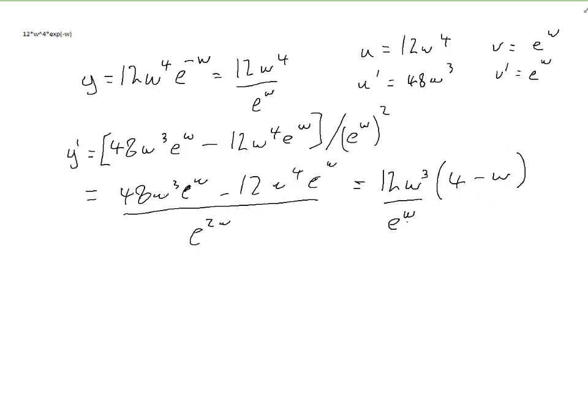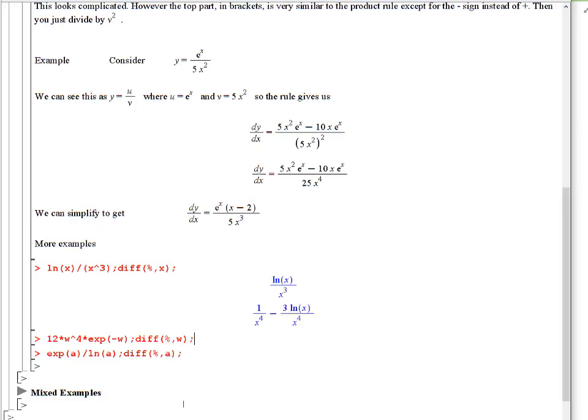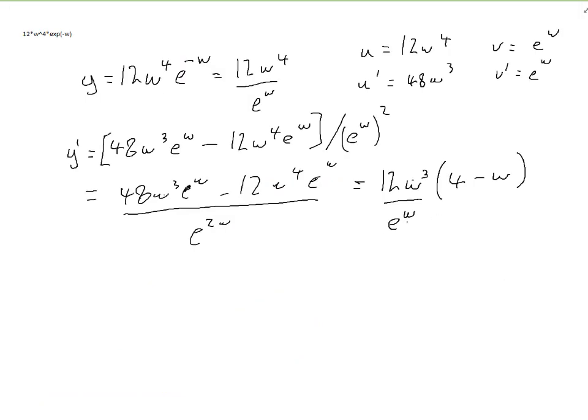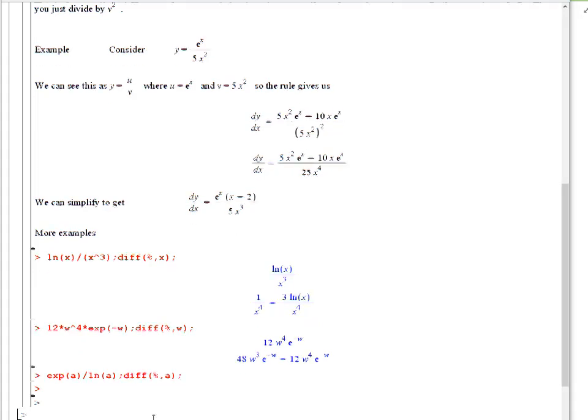So hopefully Maple will give you some answer a bit like this. Let's have a look. Yeah, I just didn't factorize it, and e to the power minus w is this back in this kind of form here. That's the same. So that brings us to the last example.